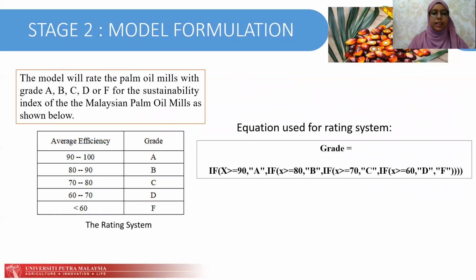Next, the equation used for the rating system. So this is the equation used, and that will be computed into the Excel interface, where the model will rate the palm oil mills with grade A, B, C, D, or F for the sustainability index of the Malaysian palm oil mill as shown below.